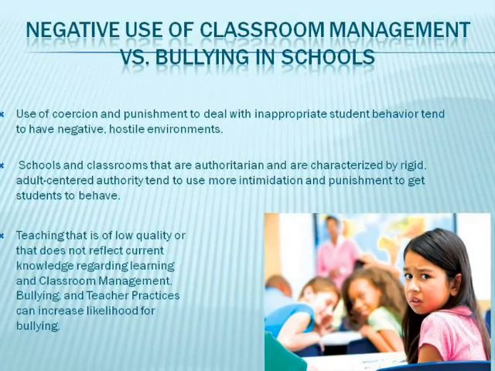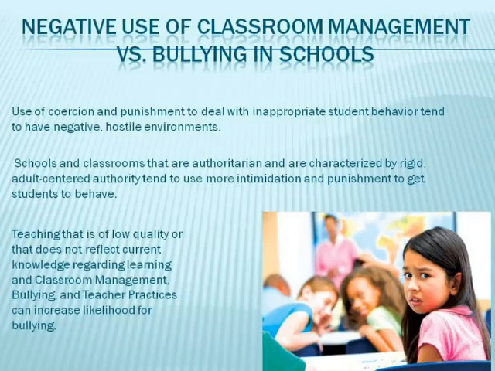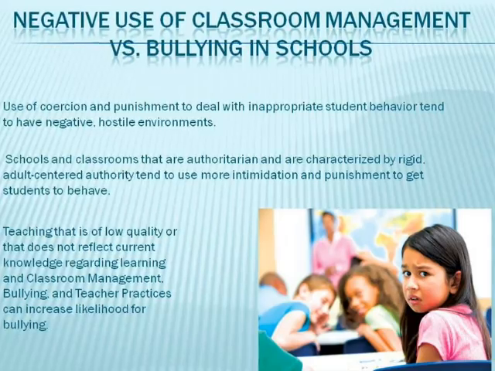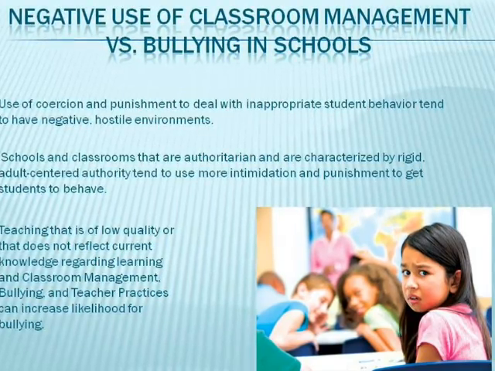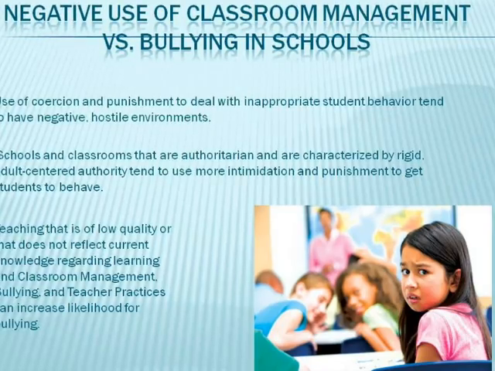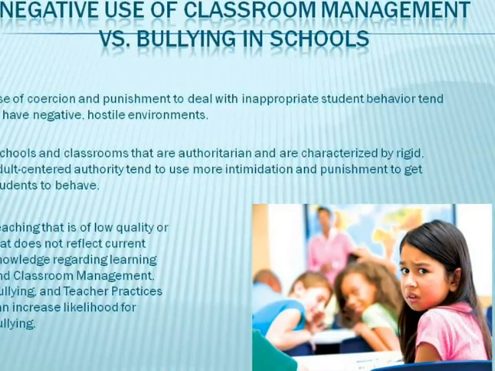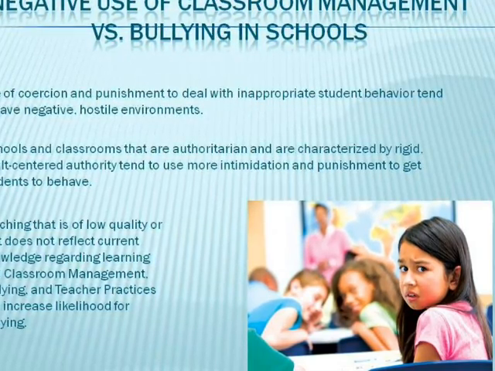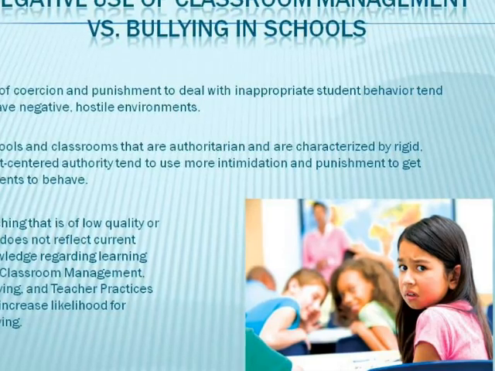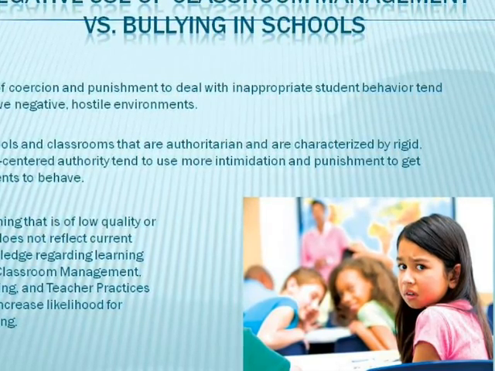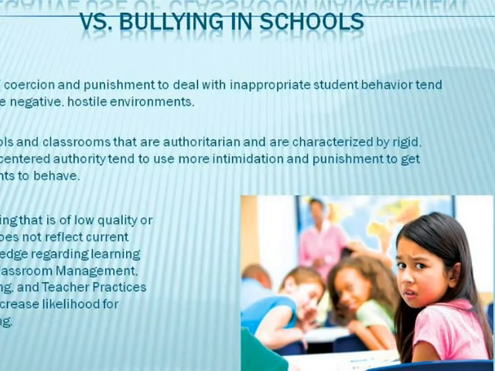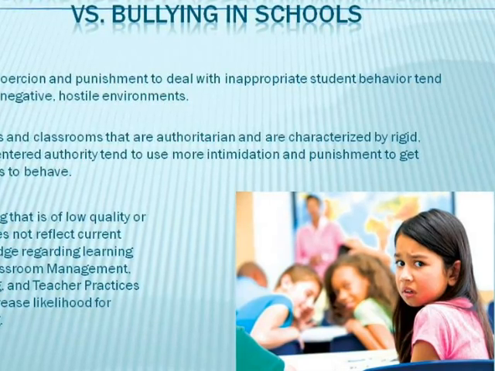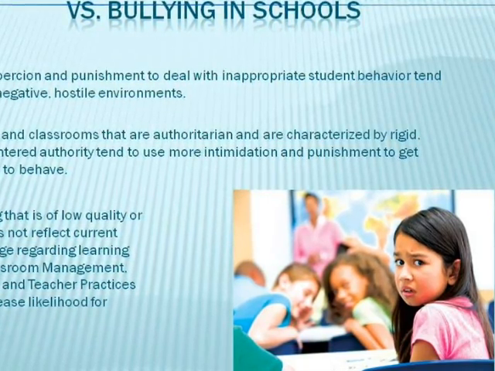So, a way that a teacher may use classroom management in a negative way that negatively impacts bullying is the use of coercion and punishments to deal with inappropriate student behavior. This tends to have negative, hostile effects and creates a hostile environment for your students. Schools and classrooms that are authoritarian and are characterized by rigid, adult-centered authority tend to use more intimidation and punishment to get students to behave. This negatively affects bullying because it actually encourages such behavior in the students.